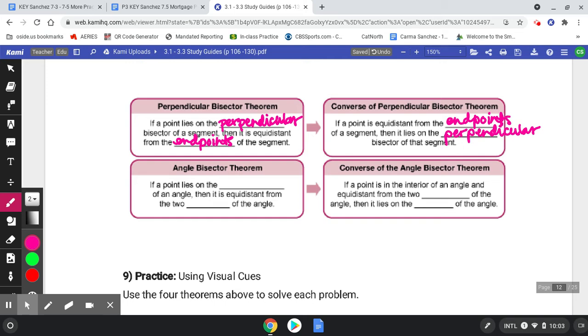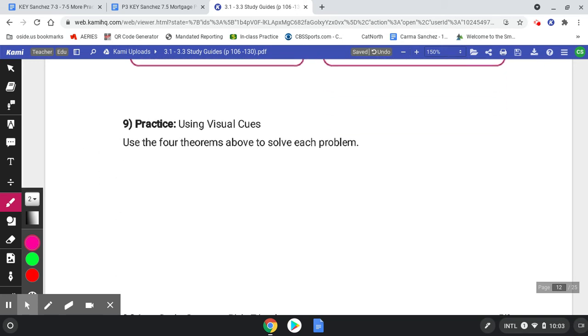And finally, if a point lies on the bisector of an angle, then it is equidistant from the 2 sides of the angle. And conversely, if a point is in the interior of an angle and equidistant from the 2 sides of the angle, then it lies on the bisector. So pause the video here and read those statements to yourself a couple times. See if you understand how one statement's going forward and one statement reverses, and that's what the converse means, that it's proving the other thing backwards.